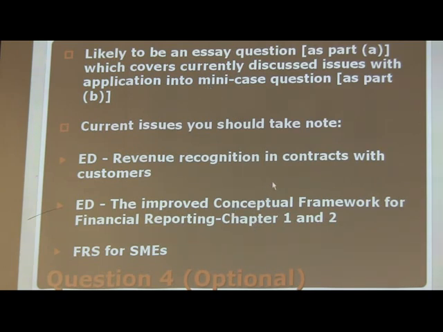The current issue that you should take note of for June 2011 will be things like revenue recognition in contracts with customers. This exposure draft will eventually replace FRS 11 and FRS 18. Revenue is an important issue for all companies, so this may be an important topic for this coming exam. You have to take note of the proposals under the exposure draft.